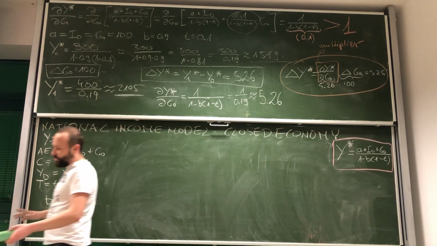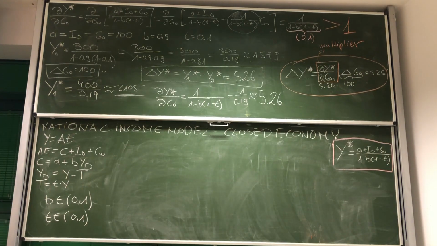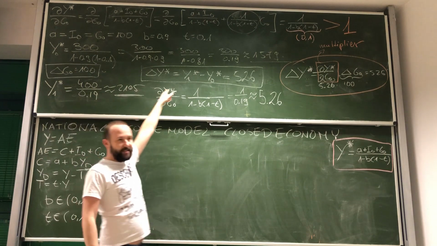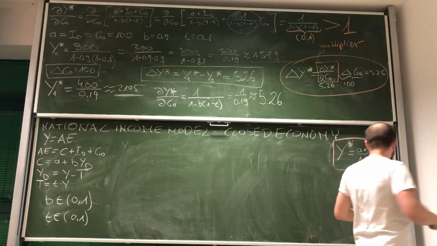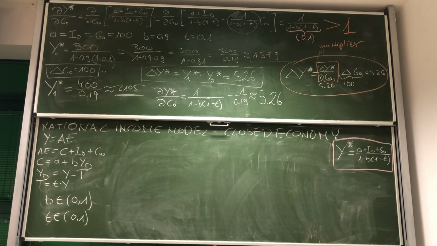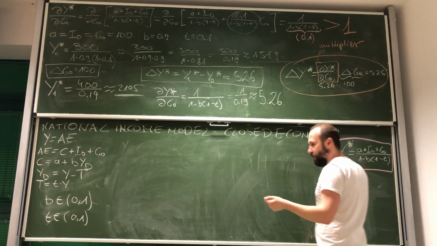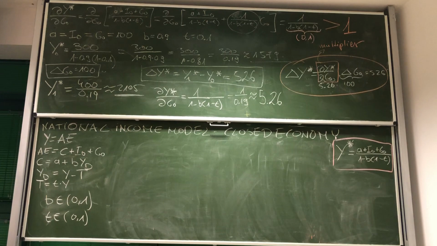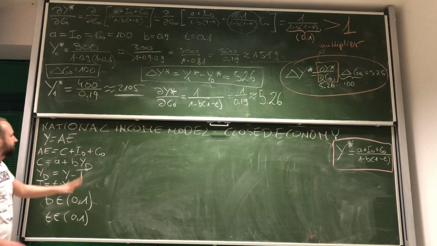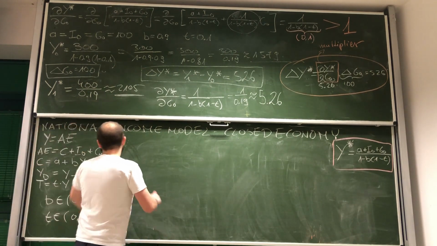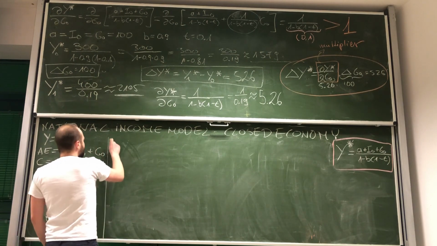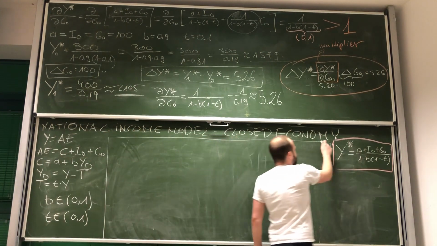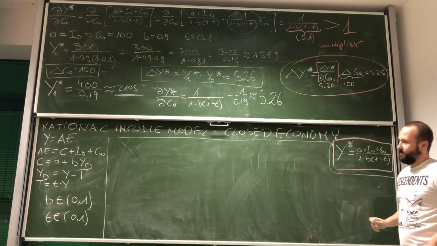Okay, and let's just keep in mind the values we used in our examples. We've got that B is 0.9, so marginal propensity to consume: how much out of one additional dollar a household spends on consumption, and the tax rate is 0.1. Let's see what is going to happen in this economy.